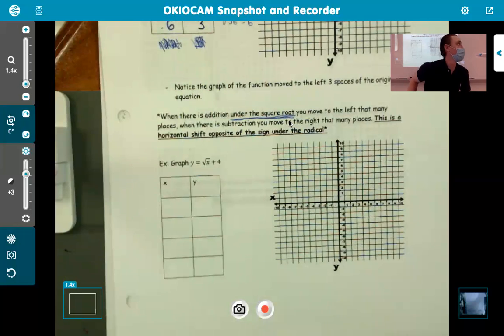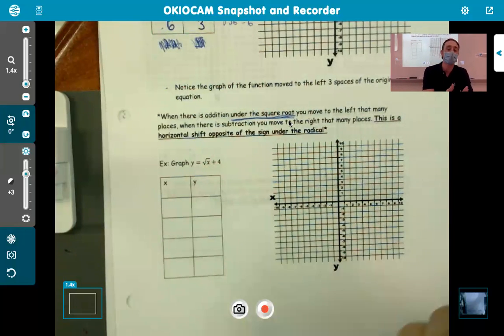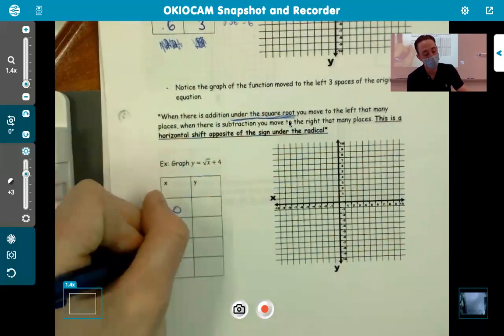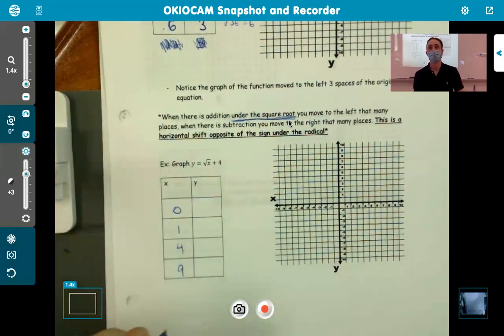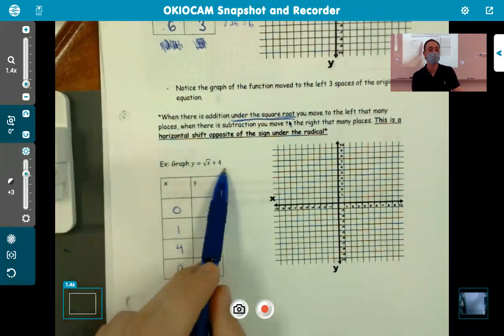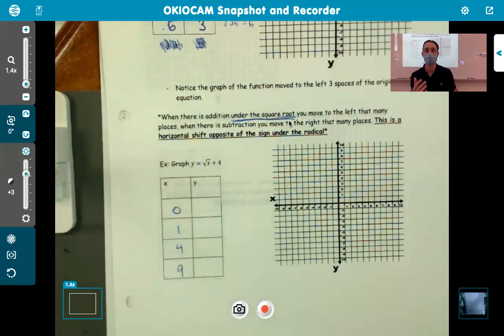Let's take a look now at an example where we have addition or subtraction on the outside of my square root. Now what we can do with our x values when we plug them in, notice that there's nothing going on inside my square root. I can just choose those values that are going to give me perfect squares, right? So I can have 0, 1, 4, and 9, because there's nothing else going on inside my radical. The only thing that's taking place is on the outside. So when I first simplify, I'm going to simplify the radical and then do any addition or subtraction.